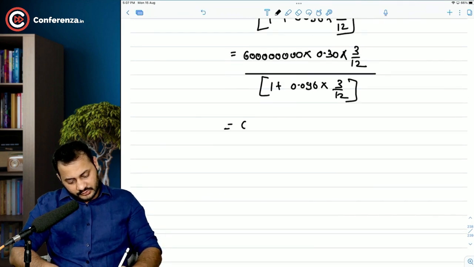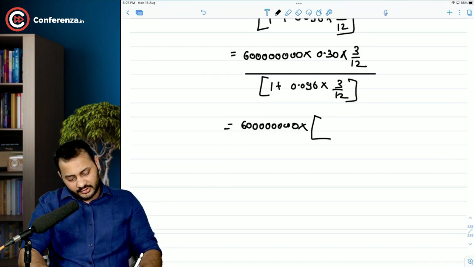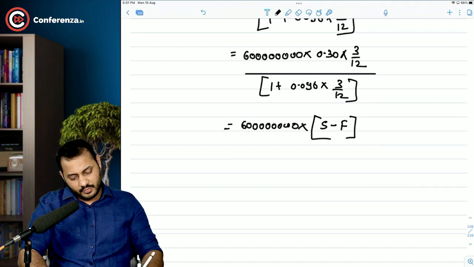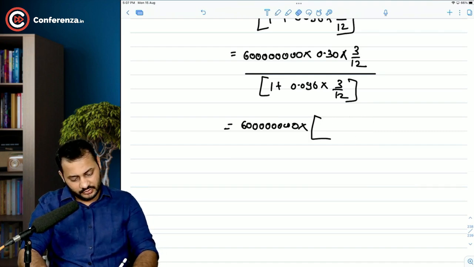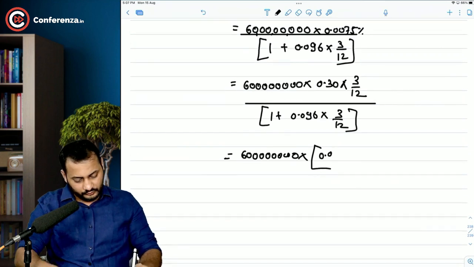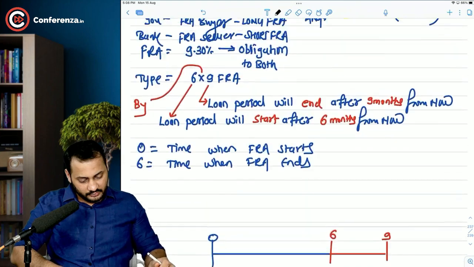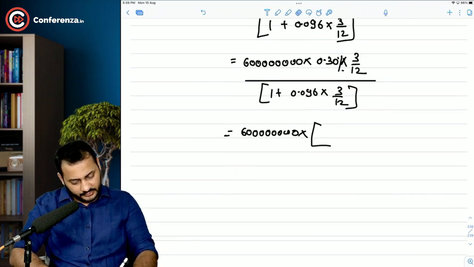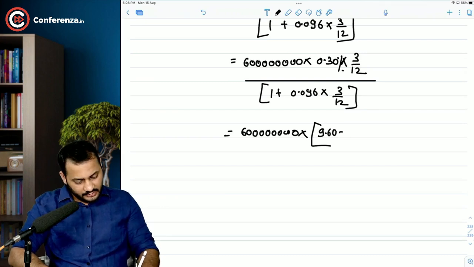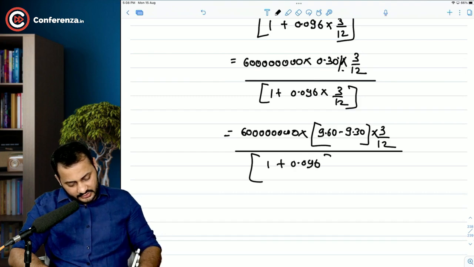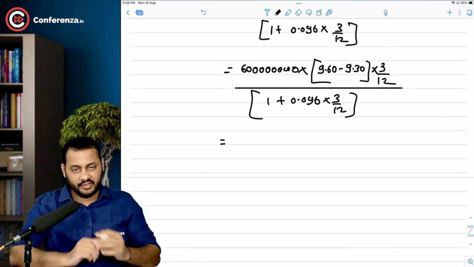And the last step, 60 crore multiplied by, how did we calculate 0.30? It was nothing but the spot rate minus forward rate. The spot rate minus forward rate into 0.096, so this will also be percentage. Then this will be written in percentage like this: 9.60 minus 9.30 into 3 by 12 divided by 1 plus 0.096 into 3 by 12. Now replace everything with a formula.